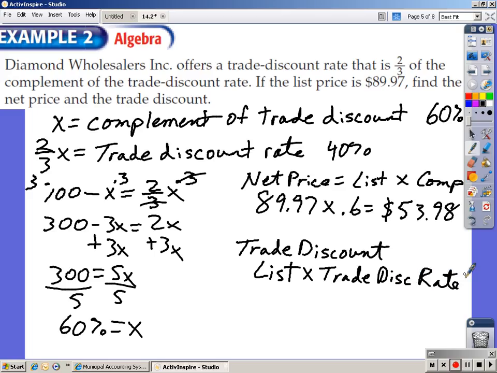Okay? So, take 89.97 times 0.4, you end up with $35.99 is how much you save with your trade discount. Now, you're going to want to refer back to this one when we look at the next one, so make sure and have that handy in your notes.